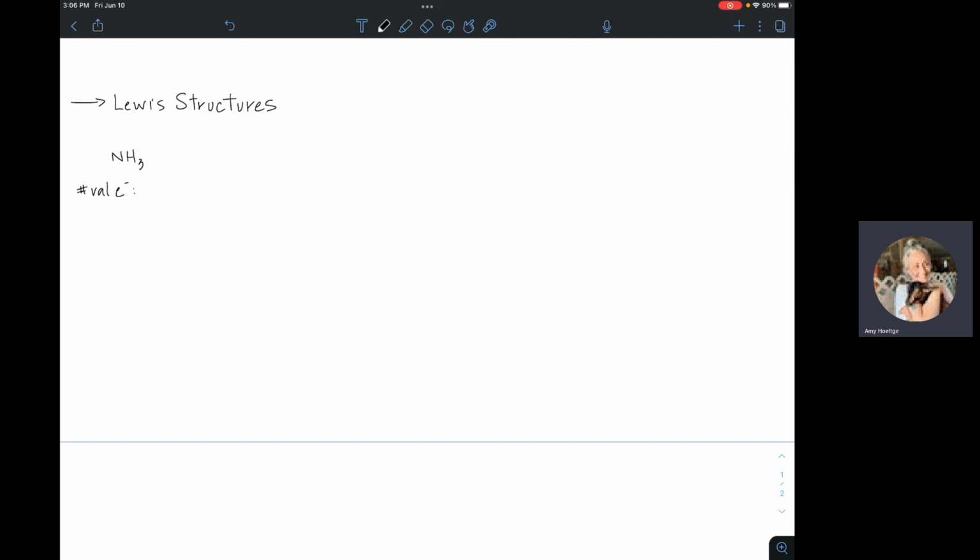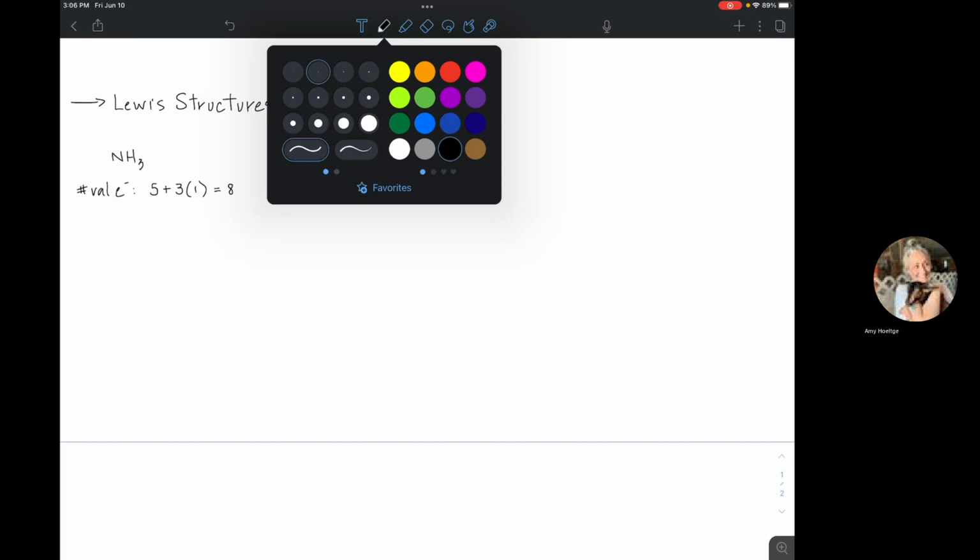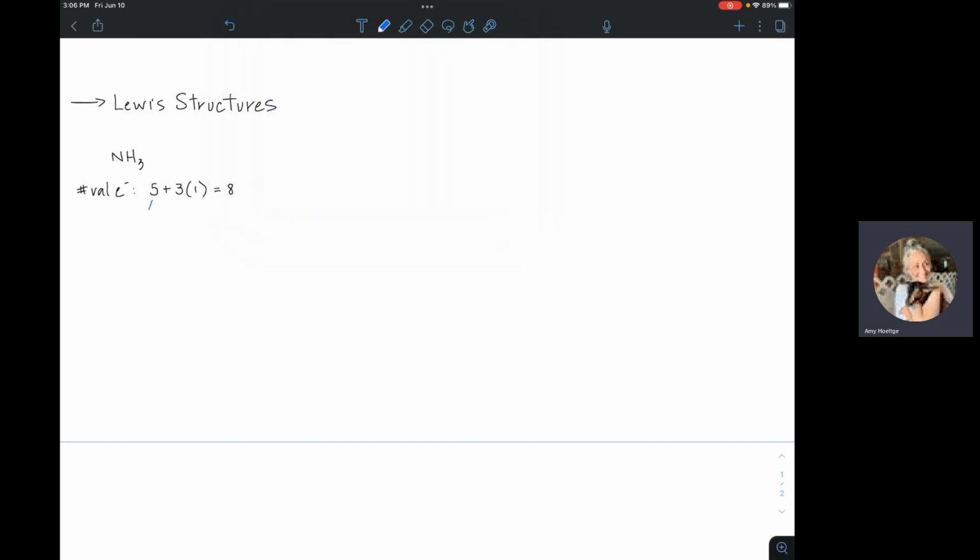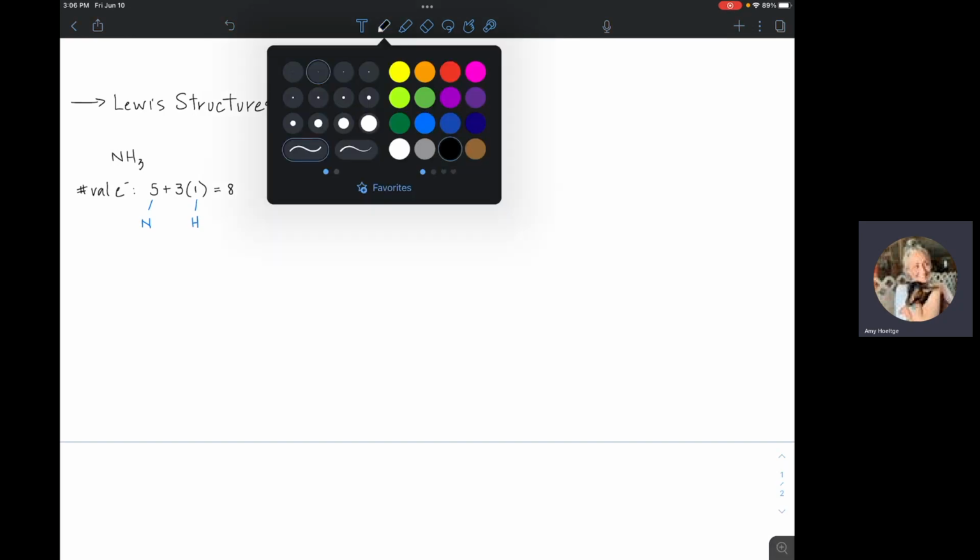The nitrogen has 5 valence electrons. It's in group 5. I have 3 hydrogens. Each one has 1 valence electron. And so this molecule has a total of 8 valence electrons. So again, just to outline, this is coming from the nitrogen, and this is coming from the hydrogen. The 3 is for the 3 hydrogens there in ammonia.